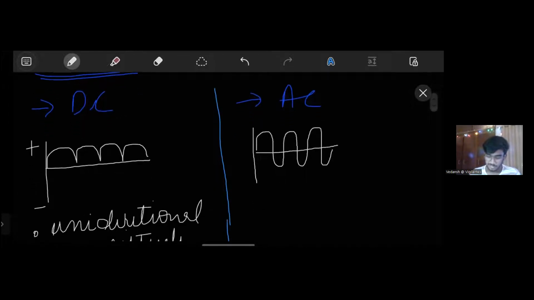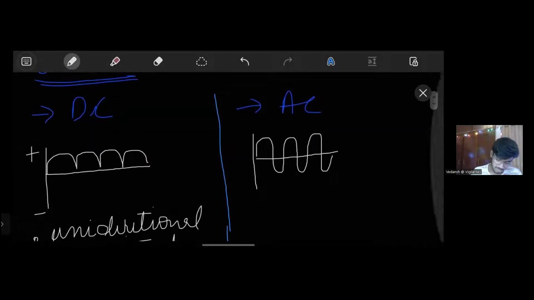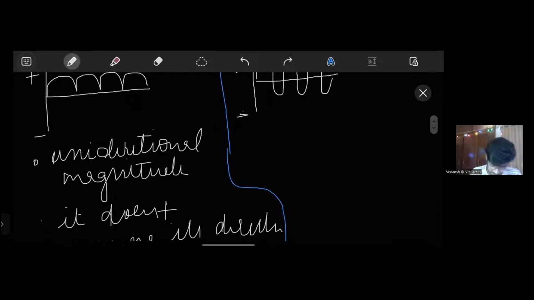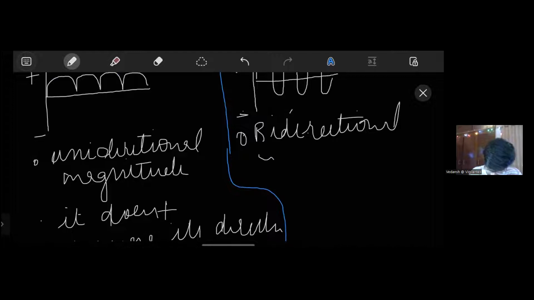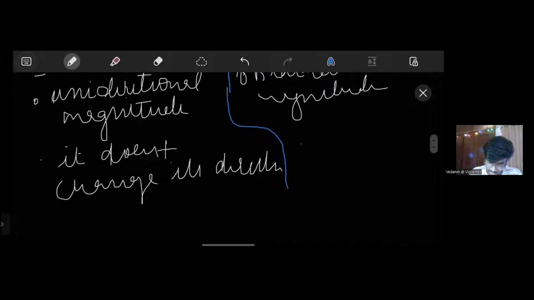Now, why is this happening? Because alternating current has bidirectional magnitudes, and it changes its direction.